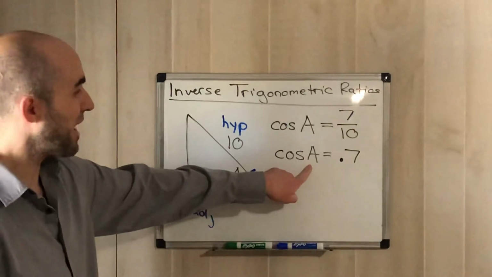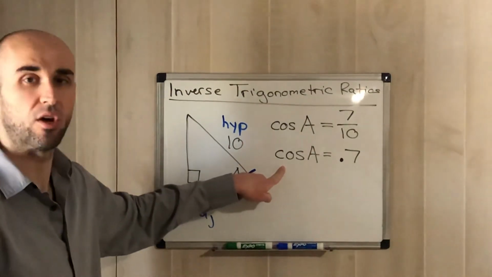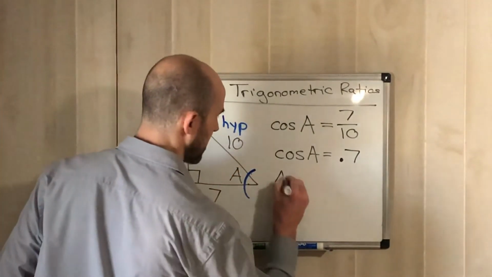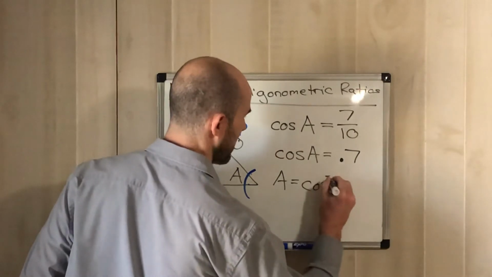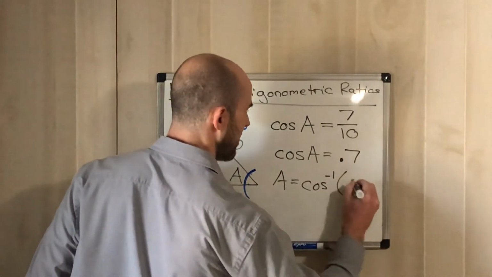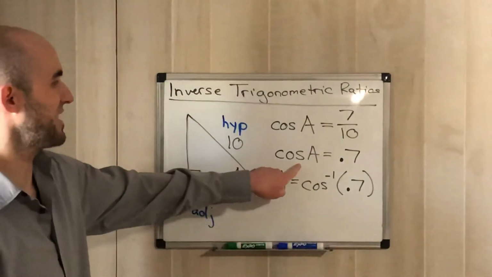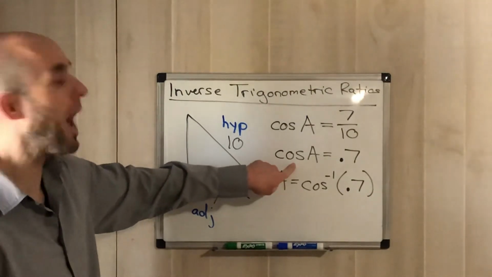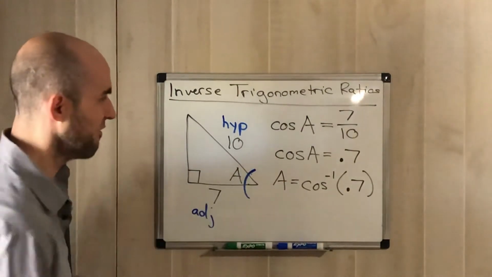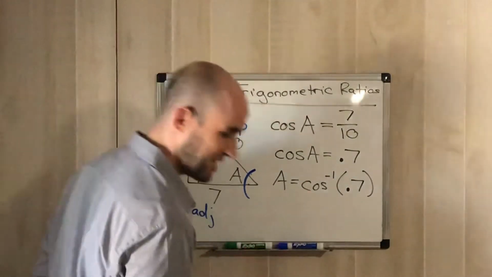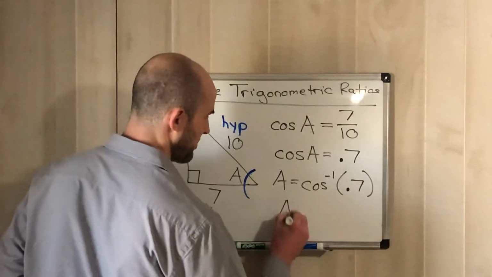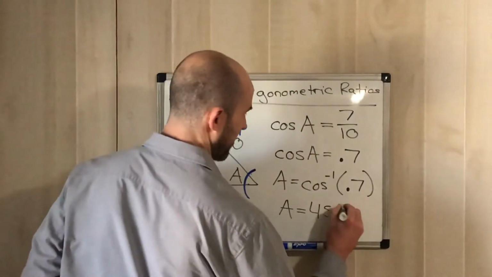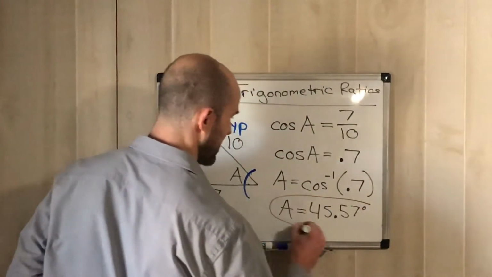Now, in order to get A by itself, we need to get rid of cosine, right? So the opposite of cosine, the inverse of cosine, would be cosine inverse. Cosine looks like a -1 of 0.7, right? And again, we always do the inverse because it's the opposite. If we want to get A by itself, we got to get rid of cosine. How do we get rid of cosine? Do the opposite. Opposite of cosine, cosine inverse. And if we take the cosine inverse of 0.7, it gives us that A is going to equal 45.57 degrees. And we're done, guys.